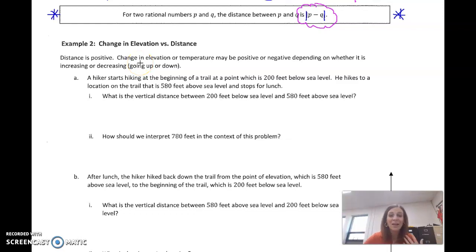All right, now that we know how to find the distance between two endpoints, we want to use that for a change in elevation or a change in distance. So if you are going above sea level to below sea level, or even temperatures, how can we figure out how much something is moving?